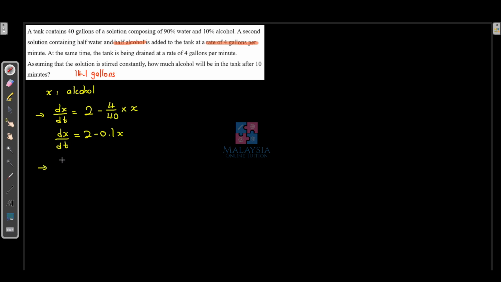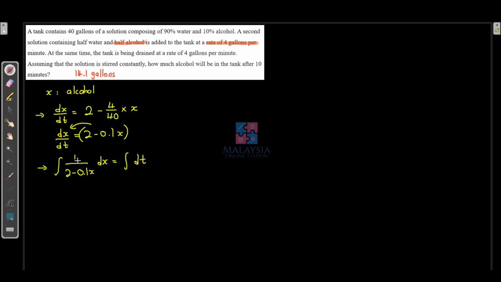So now we can separate the variables. So 2 minus 0.1x, altogether we are going to shift this to the left-hand side, and on the right we will have dt only, integration dt. So 1 over 2 minus 0.1x dx equals integration dt.